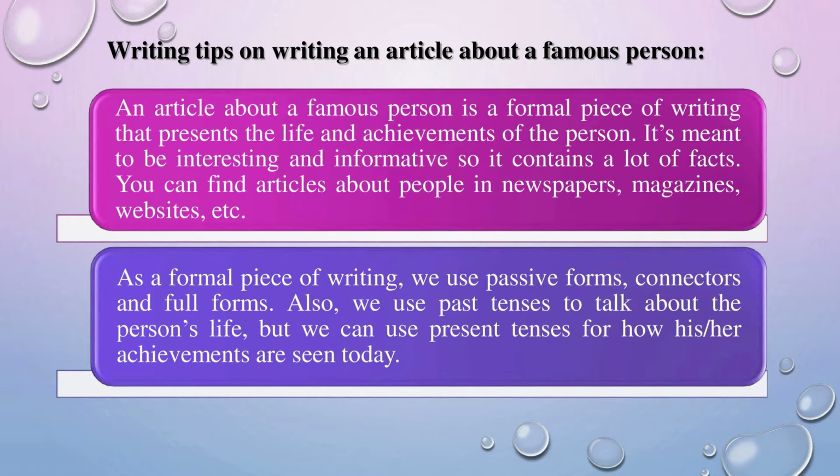As a formal piece of writing, we use passive forms, connectors, and full forms. Also, we use past tenses to talk about the person's life, but we can use present tenses for how his or her achievements are seen today.